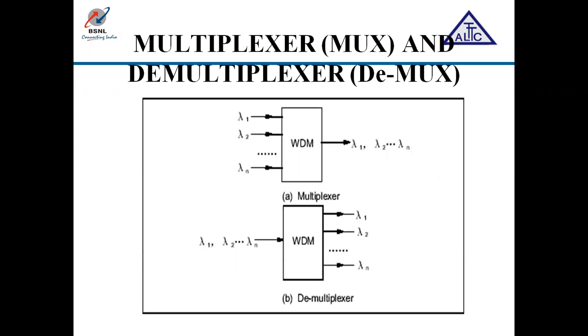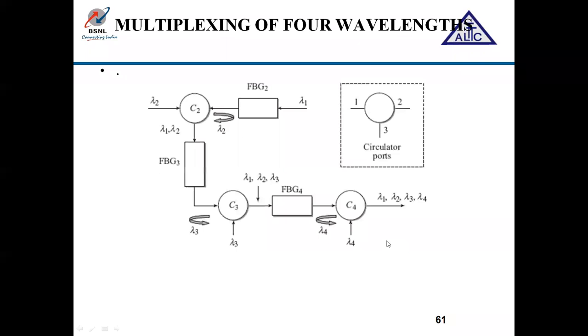Here, in this case, this is the multiplexer, different wavelengths, and after multiplexing, these wavelengths are transmitted in a single fiber. And you can see that these wavelengths received in a single fiber are demultiplexed to different wavelengths. Multiplexing of four wavelengths: this diagram shows how the four wavelengths are multiplexed.